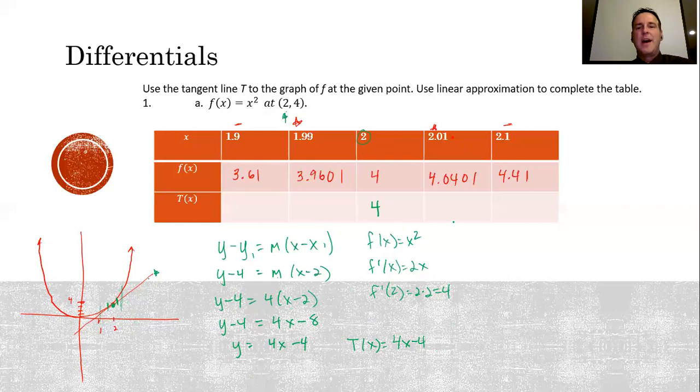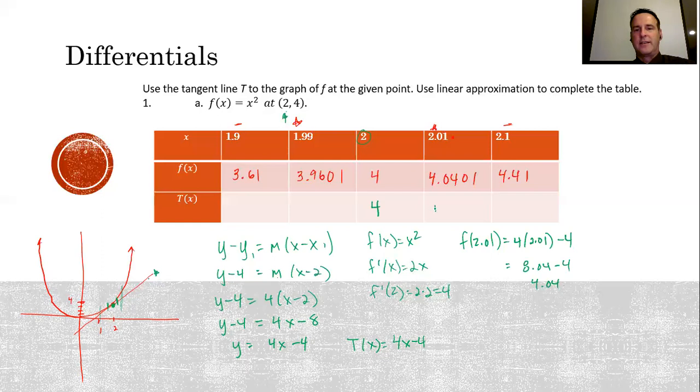Okay. However, if I want to work on this a little bit more, I could do 2.01. And so let me test that. I'll just write this off to the side. F of 2.01 equals 4 times 2.01 minus 4. And if you do this math, this becomes 8.04 minus 4. Okay, and that turns out to be 4.04.